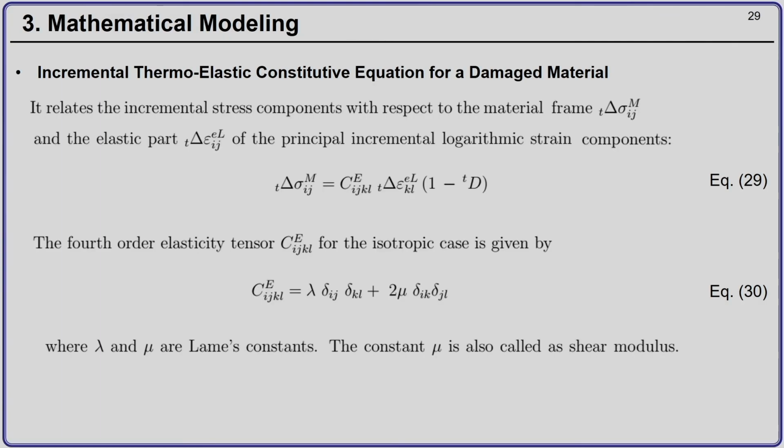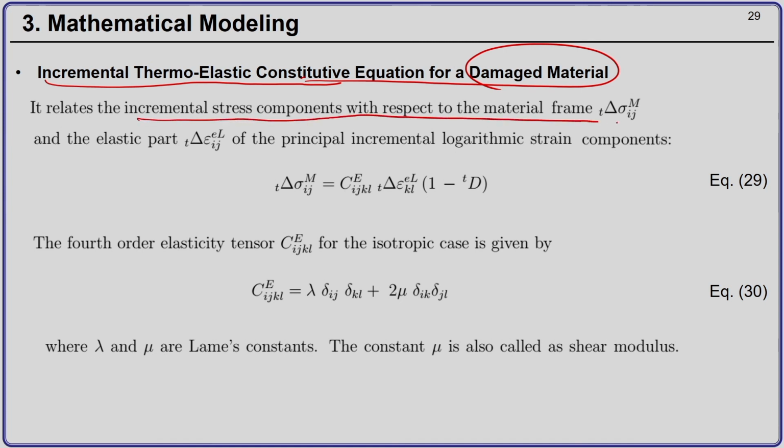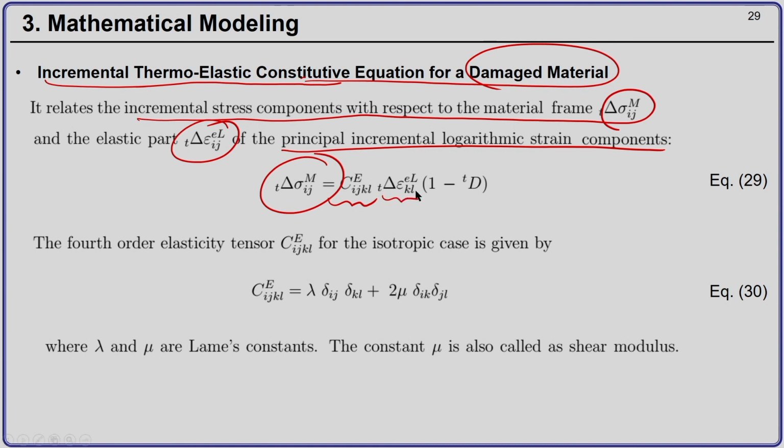Now, we derive the incremental thermoelastic constitutive relation for a damaged material. This relation relates the incremental stress component with respect to the material frame, delta sigma m, and the elastic part of the logarithmic strain tensor, principal logarithmic strain component. So, the incremental stress in the material frame is equal to the material elasticity tensor C times the elastic part of the principal logarithmic strain component delta epsilon E L.